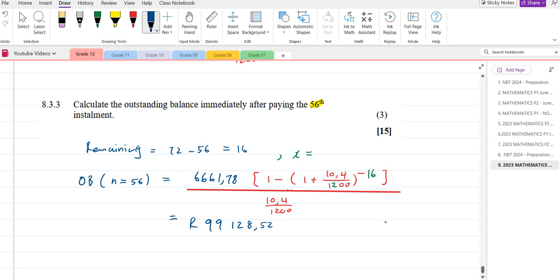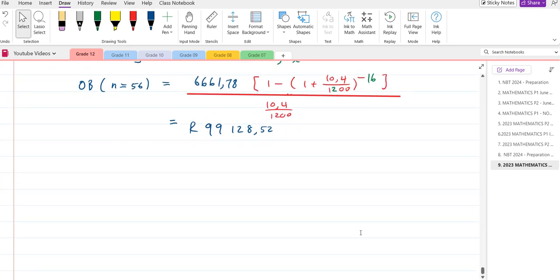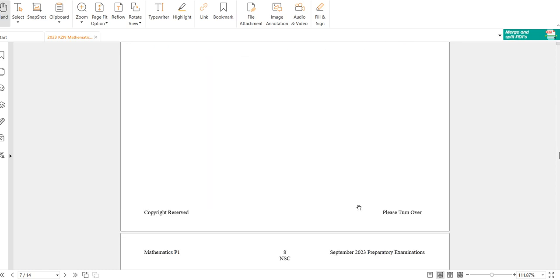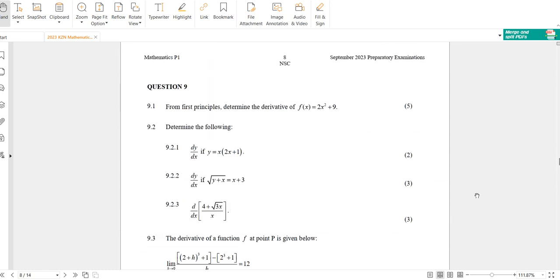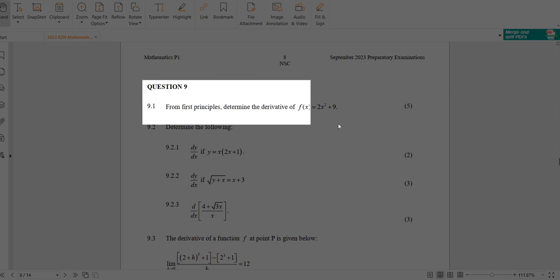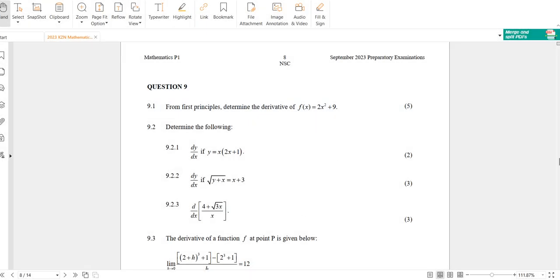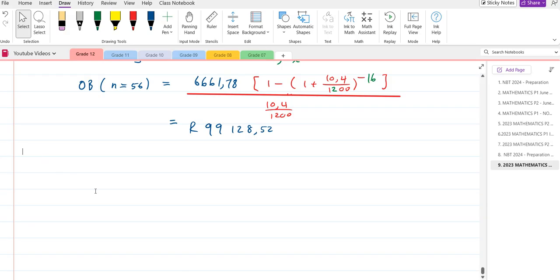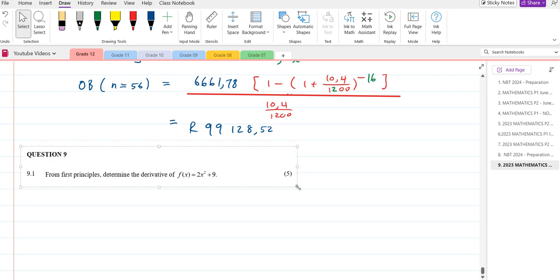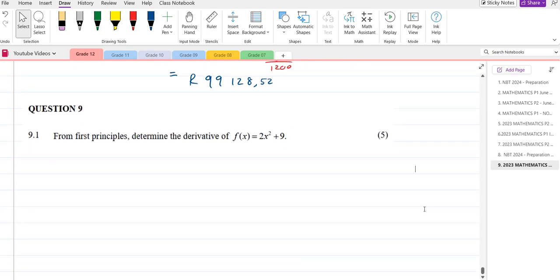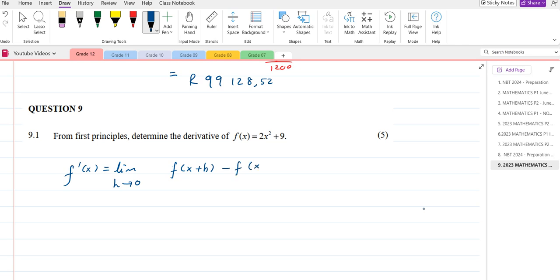Right, so I hope you guys understood that. Moving on to the next question. Now we come to calculus. We want to apply first principles. Now, how are we going to solve this using first principles? Remember, f prime of x is equal to the limit as h approaches 0 of f of x plus h minus f of x, all over h.